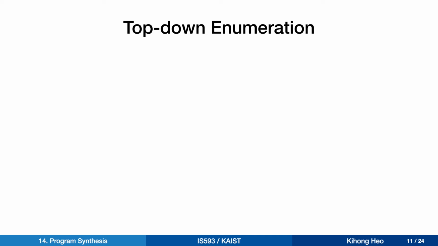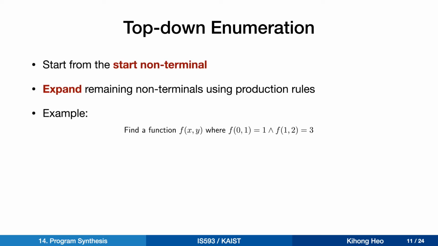Okay, from now on, let's talk about the top-down enumeration algorithm, which starts from the start non-terminal and gradually expands non-terminals using production rules in the grammar. For example, suppose we use a top-down style enumeration algorithm to find the solution of this problem, which is to find the function f that takes two arguments and satisfies this condition.